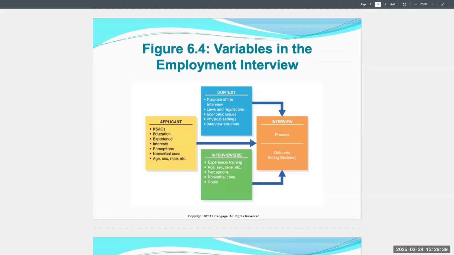The employment interview is not conducted in a vacuum. It is shaped by a constellation of variables. So you've got context, individual, and procedural factors that collectively influence the final hiring decisions. We're going to begin with the applicant. The applicant brings knowledge, skills, abilities, and other characteristics, but also their education, prior experiences, and even expectations of the presentation. Then you have nonverbal cues like posture, eye contact, and vocal tone, which can influence how the answers are interpreted. And let's not ignore the influence of demographic variables, age, sex, race, whether consciously or unconsciously. These can affect the dynamics in subtle or overt ways.